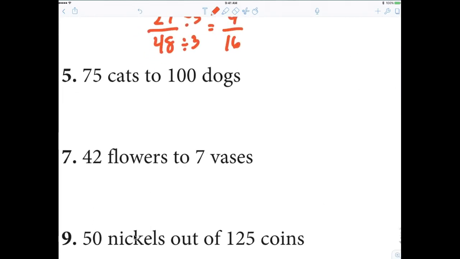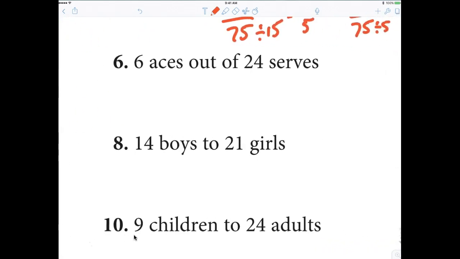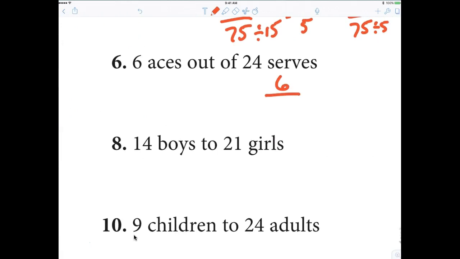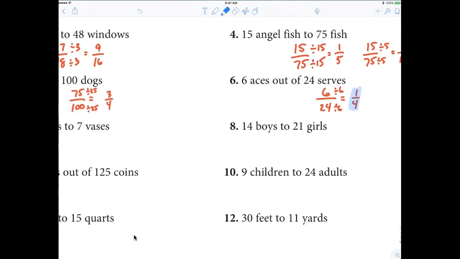Let's check out number 5, 75 over 100. Now, you can reduce by 25, divide by 25, divide by 25, 3/4. Next we have 6 out of 24, which reduces to, we're going to divide by 6, so again 1/4. Now listen, I'm not expecting you to write out the divide by 6, divide by 6. At your grade level, you should be able to just look at that and tell me it's 1/4. I'm just doing that as a review. In a few minutes I'm going to stop doing it.